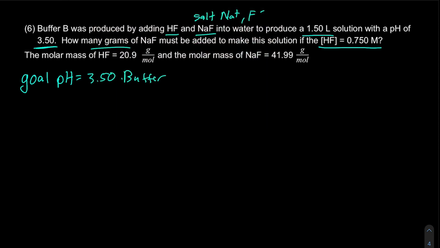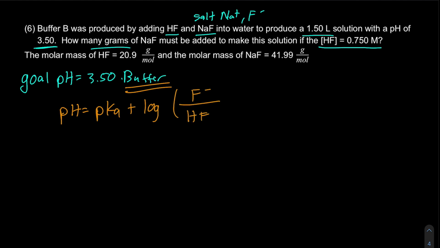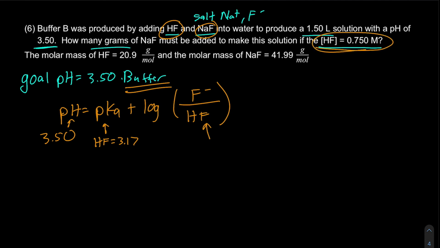So now that you had a chance to work through this and think about it on your own, again, we're looking at a buffer. And whenever I look at a buffer, I always jump straight to the Henderson-Hasselbalch equation and look at what kind of information I know that's going to be helpful. So here we have a buffer, and we know that our buffer is going to have a pH of 3.50. That's what we want. We know the identity of our acid and conjugate base. So that means I know the pKa of HF is 3.17. I know the concentration or moles also of HF that I have.